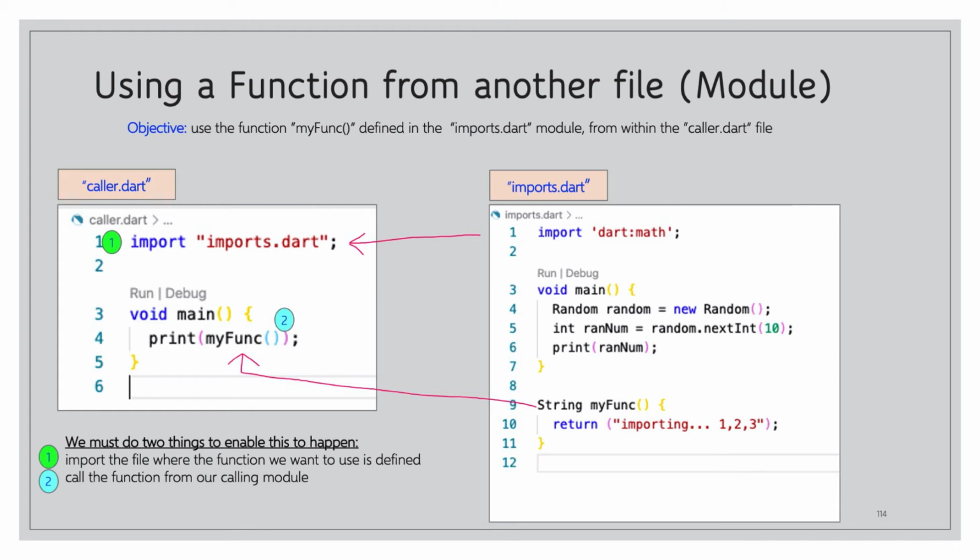So here we have in caller.dart import imports.dart. So very simply stated, this imports.dart lives at the same directory location as caller.dart. So this becomes the full path. Then in my main function, I am printing myfunc, which is the function defined inside of imports.dart. So it's that easy to be able to define code somewhere. Maybe it all has to do with one thing, and then use it from other modules that you are creating. This really expands all sorts of possibilities.